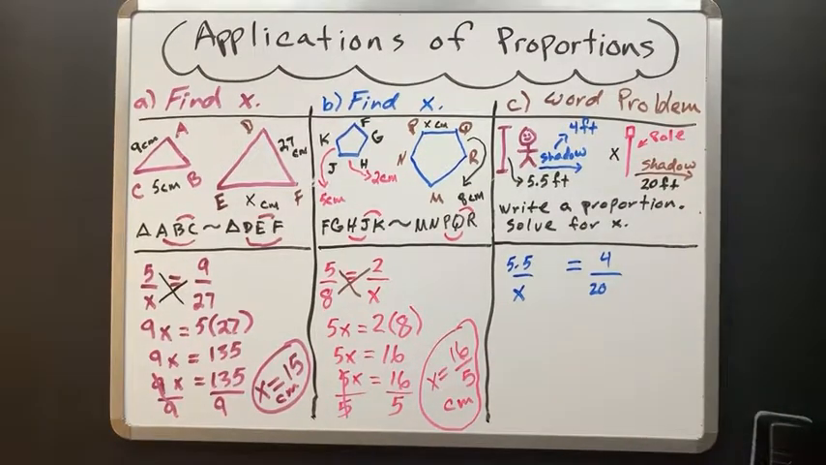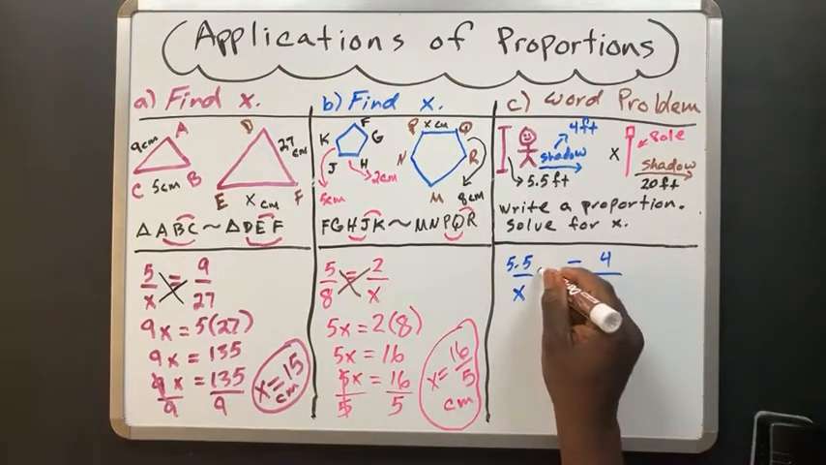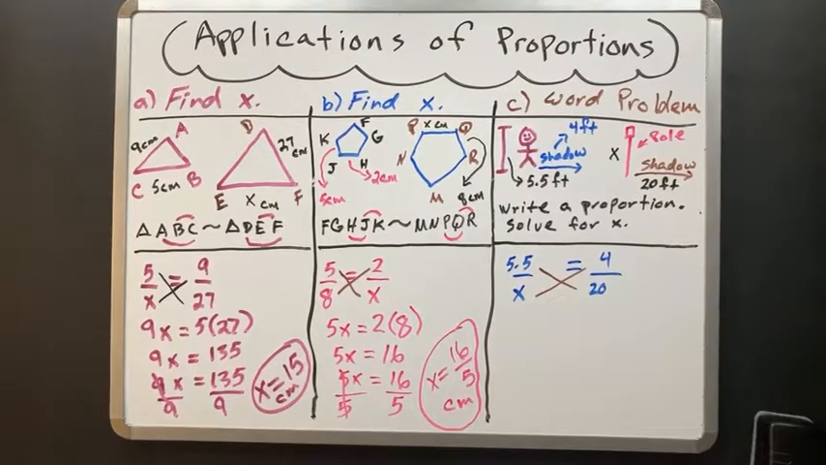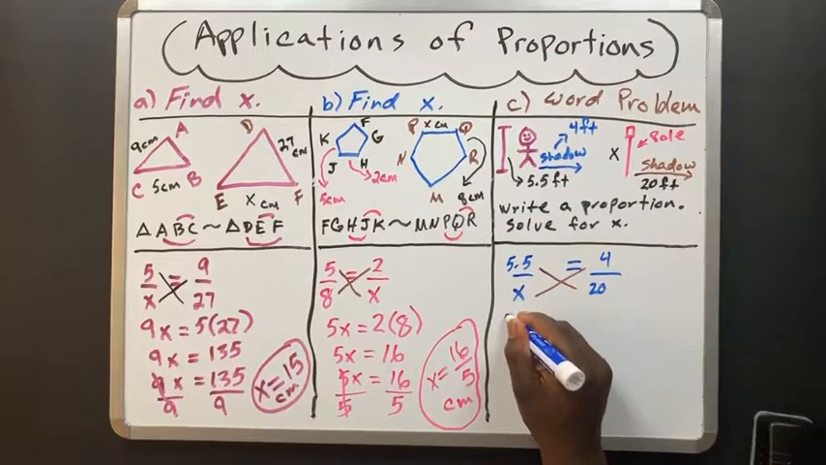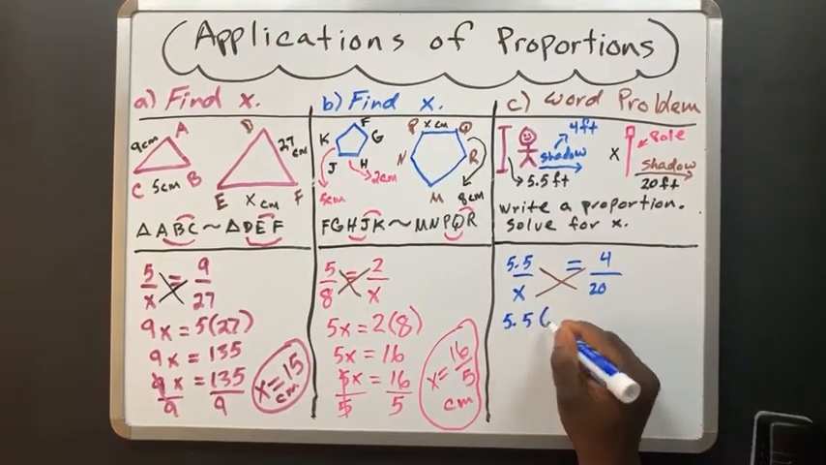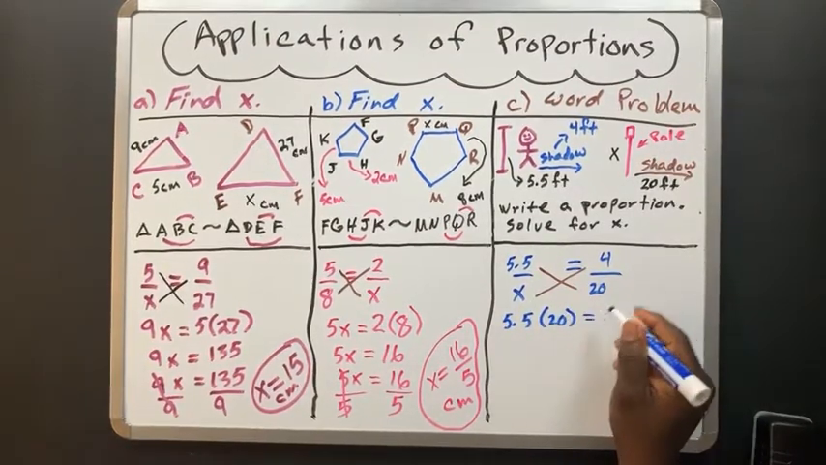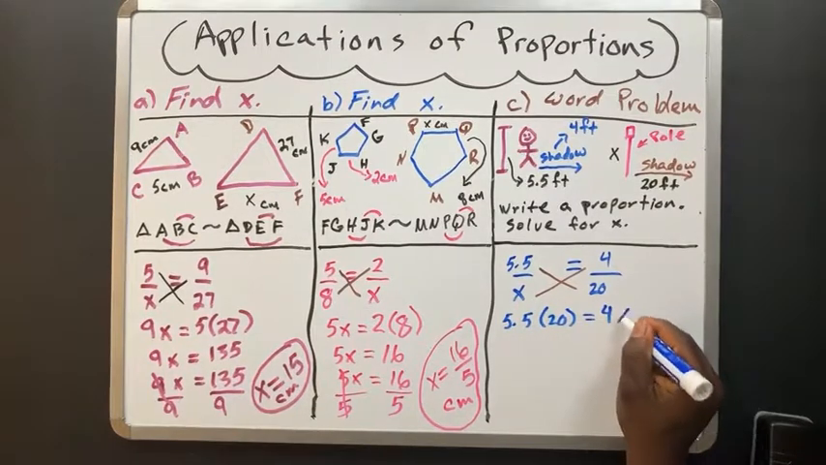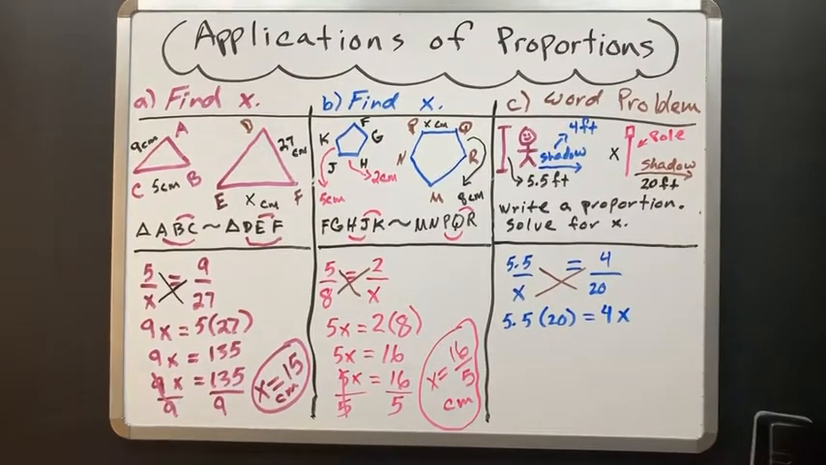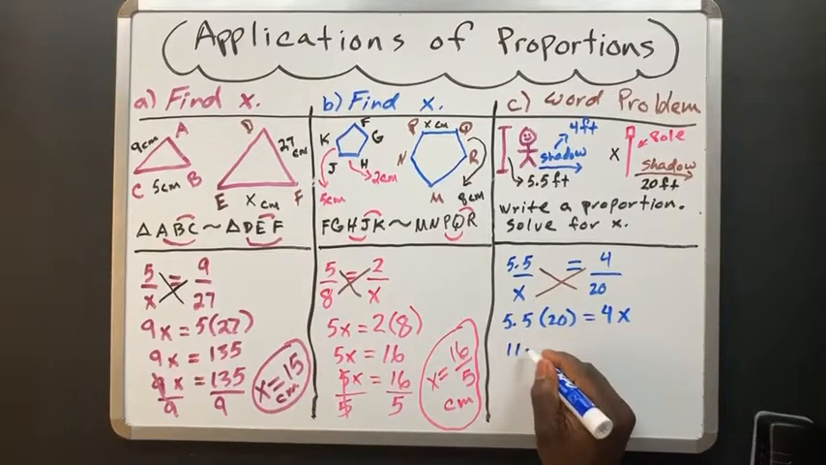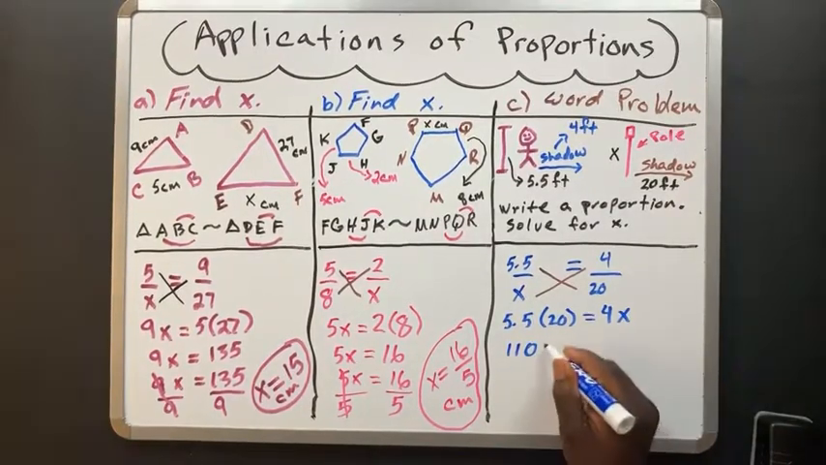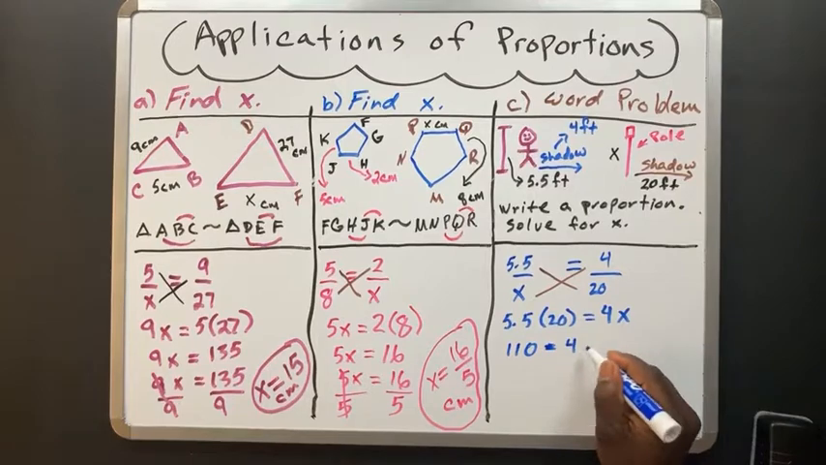Okay, so now we're ready for the cross product. So let's use the cross product. And let's do the math. 5.5 times 20 equals 4 times X. Very good. All right. So then 5.5 times 20 is 110 equals 4 times X.